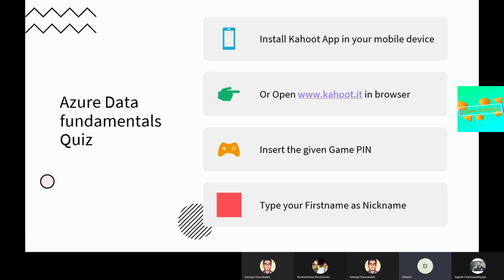So you first need to install a Kahoot app on your mobile device, or we can also play by going to www.kahoot.it. I prefer mobile device.